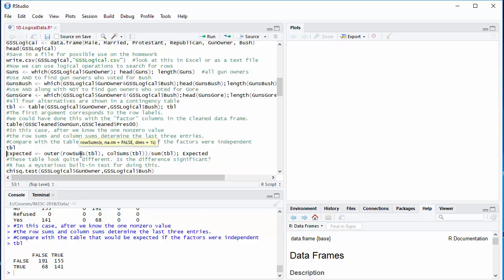So this takes all possible products of the row sums and the column sums, and then it divides by the sum of the entries in the table.